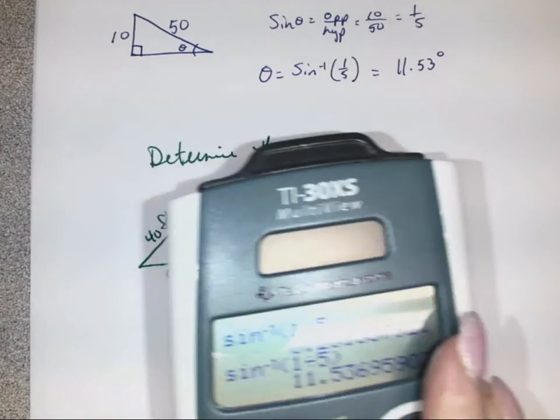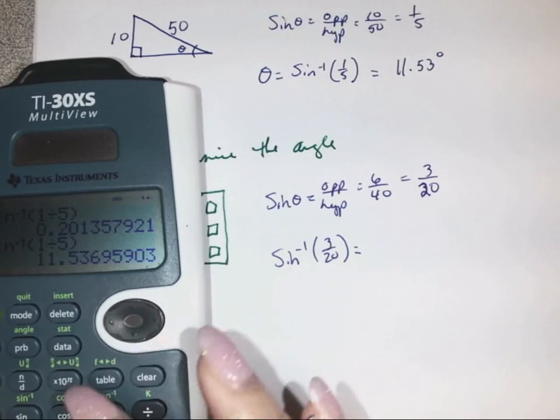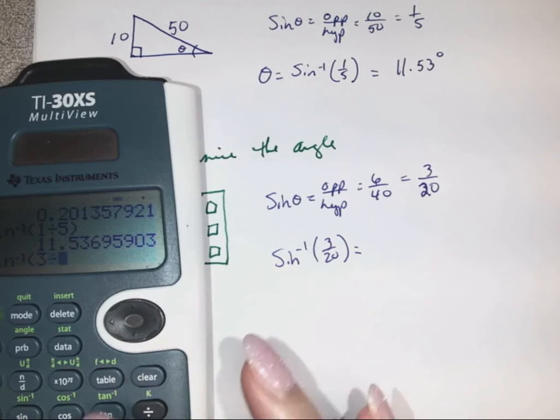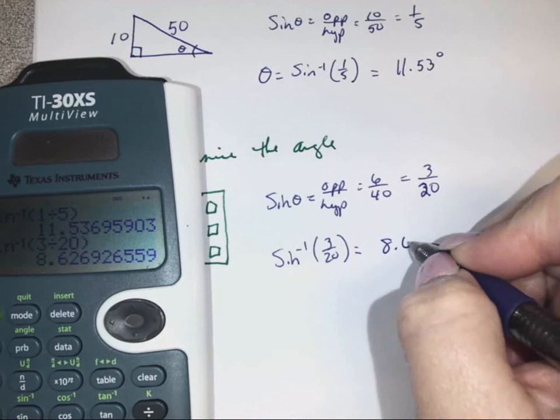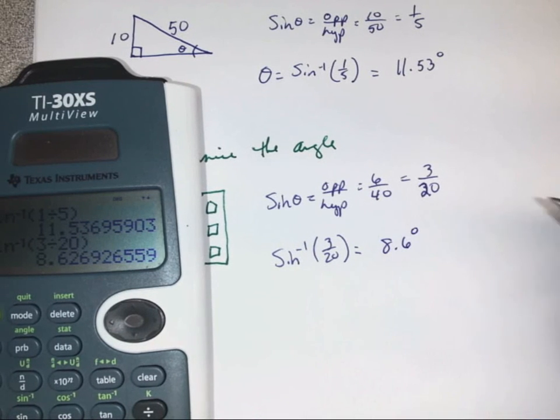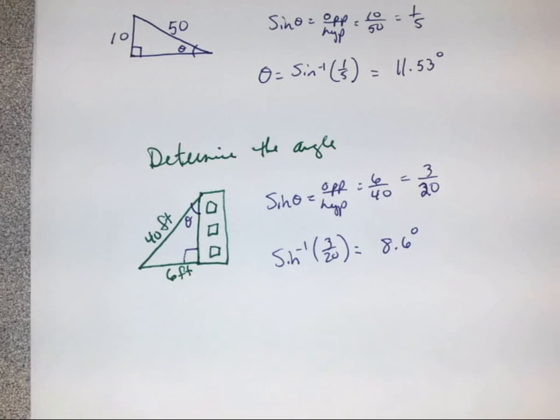And we want to be in degree mode. So second sine inverse of 3 divided by 20, and we'll get an angle of 8.6 degrees. So degree mode for this because you're going to want the degree of it. So this, you're starting to see a little bit more of those applications of trig in measuring things.